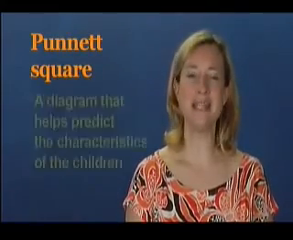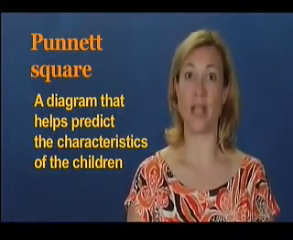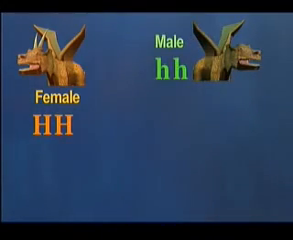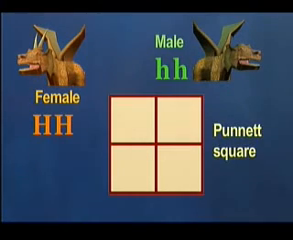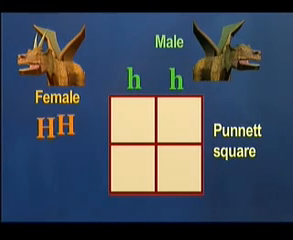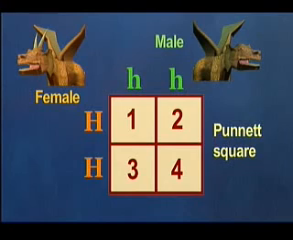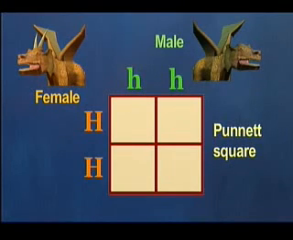Biologists use a diagram called a Punnett square to make it easy to predict the characteristics of the children if you know the alleles of the parents. The female has alleles H, H. The male has alleles h, h. Here's how you make the Punnett square that shows the mating of these two dragons. The father's alleles are on one side of the square, and the mother's alleles are along the adjacent side. The 4 boxes inside the square correspond to the 4 possible allele combinations for the children.